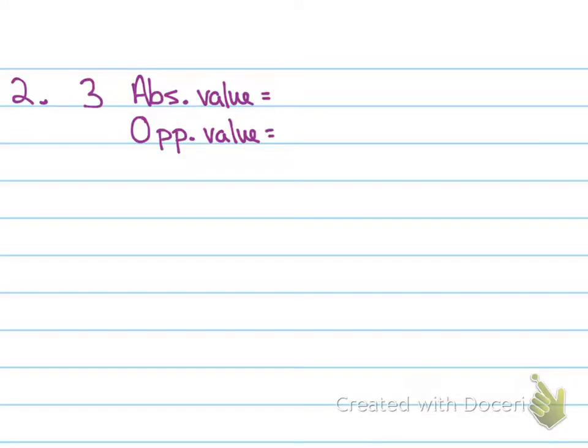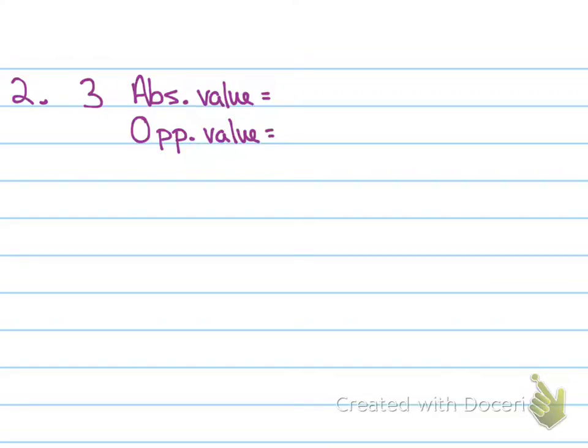Now I want you to do the checkpoint. Turn back in your books to page 23. This is how I want you to set up numbers 2 through 5. You're going to write the original problem. You're going to label, this is my absolute value and my opposite value. Do that for numbers 2 through 5.